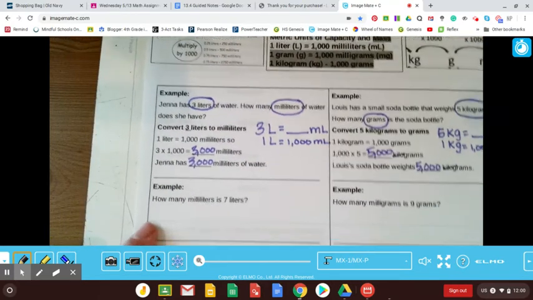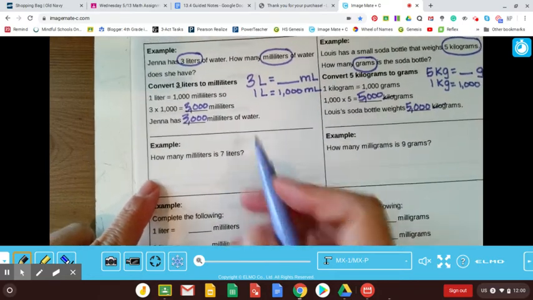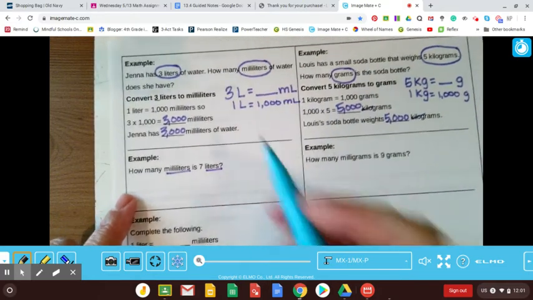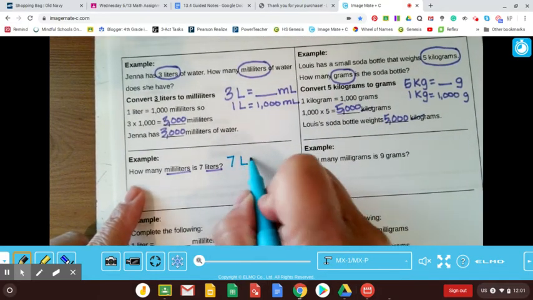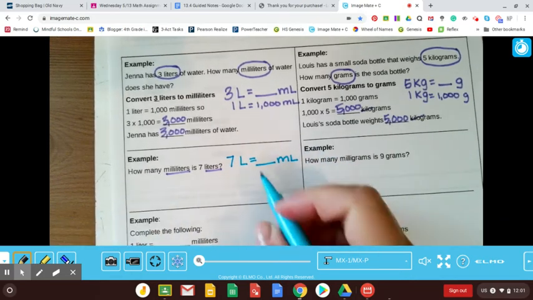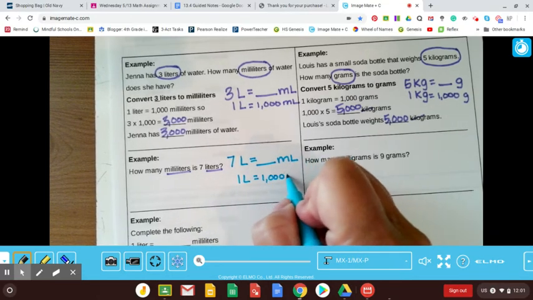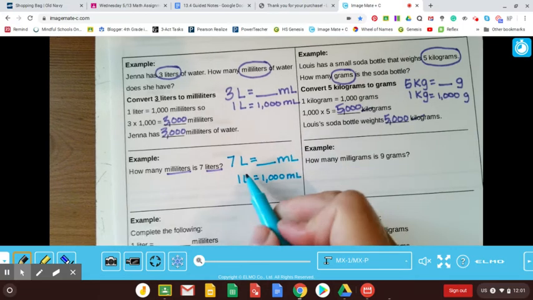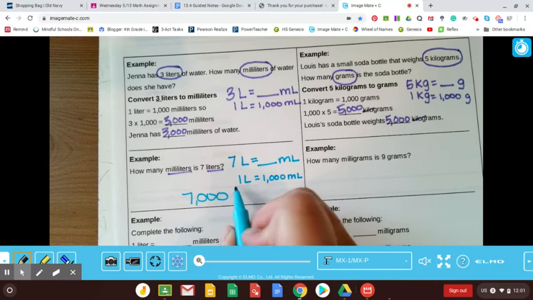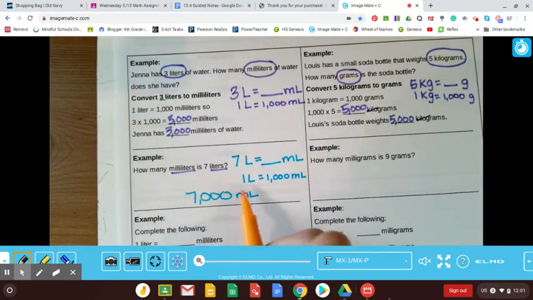All right, let's look over here. How many milliliters is 7 liters? I have 7 liters, and I'm wondering how many milliliters that is. I know in 1 liter, I have 1,000 milliliters. So in 7 liters, I'm going to have 7,000 milliliters. And I'm going to even circle my answer.